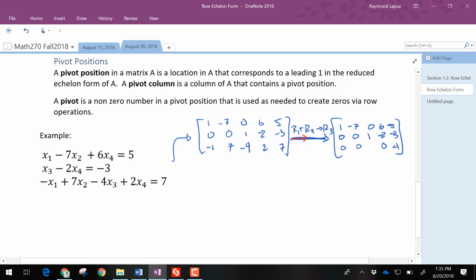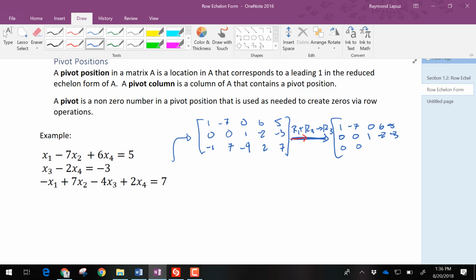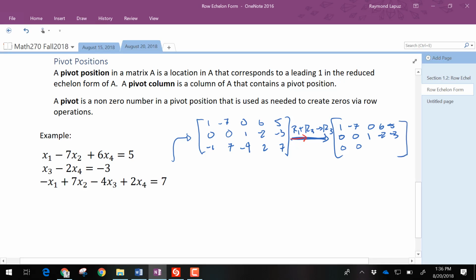Was there something else? The second row. Boy, must have been really testing you out. All right, let's try this again. So I'm adding the first row and the second. So this is negative 4. And then 6 and 2 is 8. And then 5 and 7 is 12. That work?